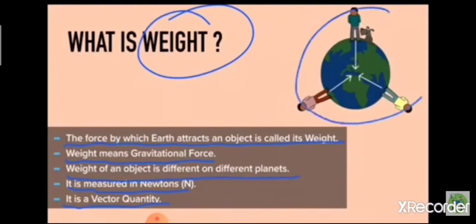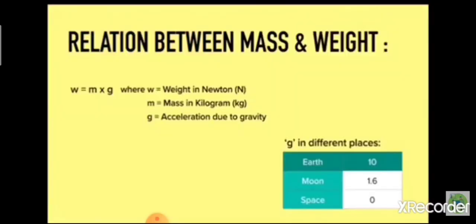So let's learn what is the relationship between mass and weight. What is the relation between mass and weight? If I give you mass, how are you going to calculate the weight, that we are going to study now.